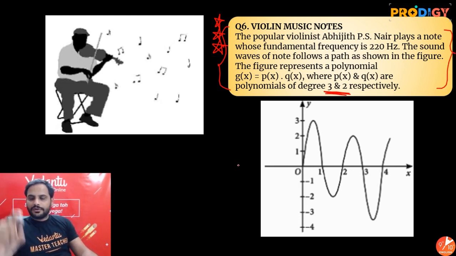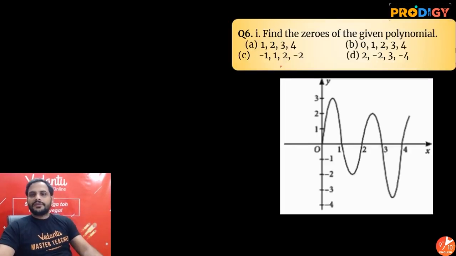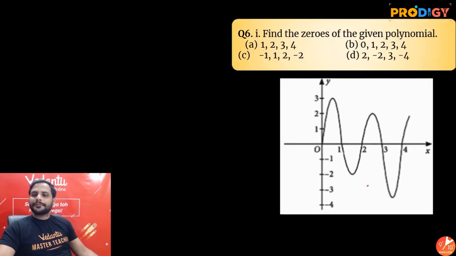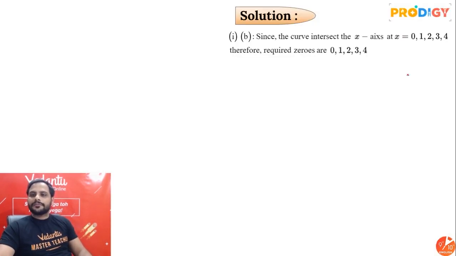All the questions will be solved in this context. First one, find the zeros of this given polynomial. So I can say, sir, one zero over here, another zero over here, one more zero over here, one more zero over here, and one more zero over here. All right, so I can say zeros: 0, 1, 2, 3, 4. Option B is your correct answer.